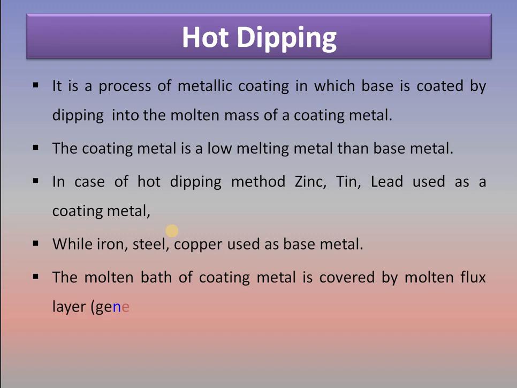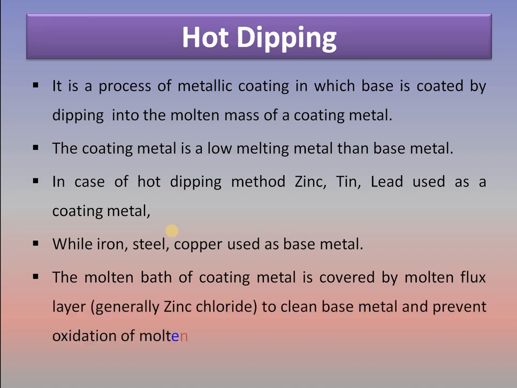The molten bath of a coating metal is covered by a molten flux layer. Generally, zinc chloride is used as a flux, and this flux is used to clean the base metal and prevent the oxidation of the molten coating metal.